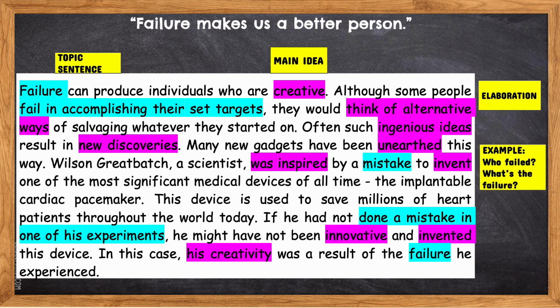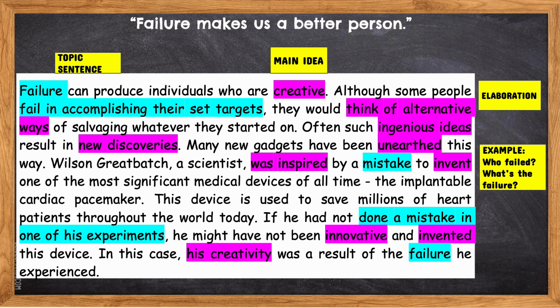Then you give an example. So the example here, who failed? Remember when we had this sharing session in class, I asked you to find a famous person. If you still remember, you can put this person's name also if you were to write on this topic. So Wilson Greatbatch, a scientist. Please write the occupation of that person, because sometimes when I just say Wilson Greatbatch, many people will not know who he is. So don't assume everybody knows the names that you put there. Tell who the person is.